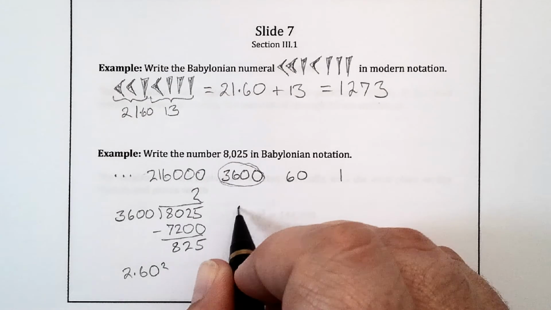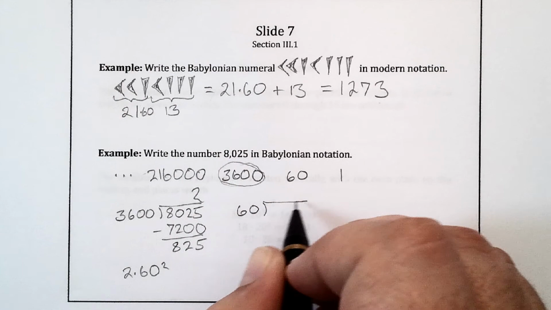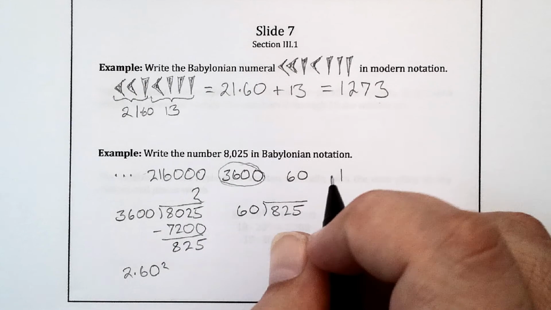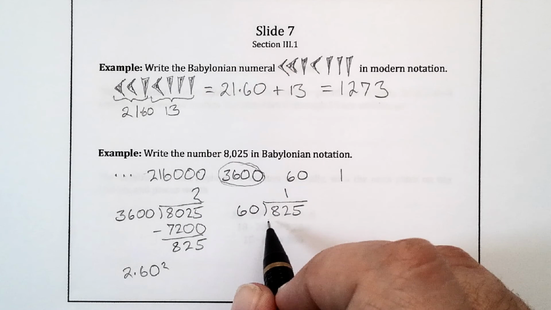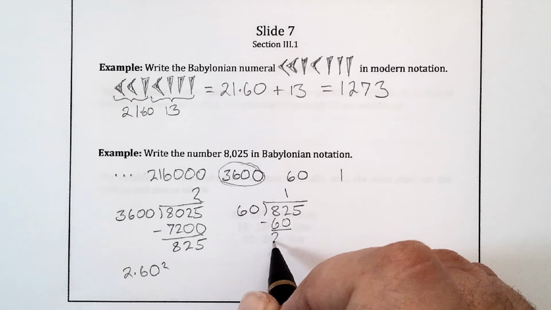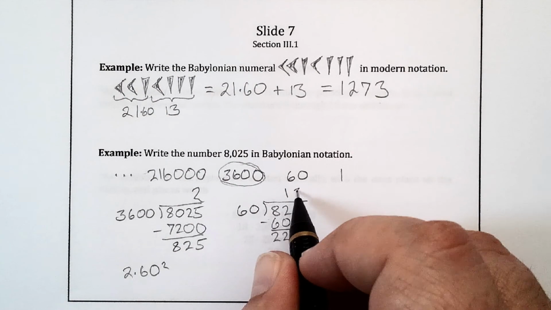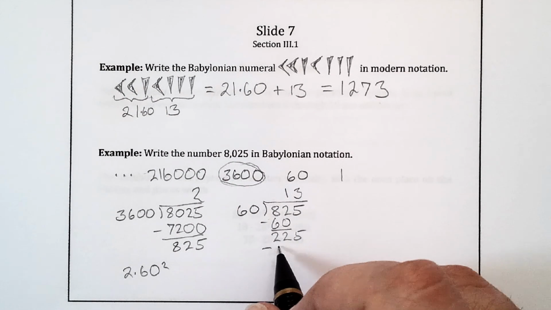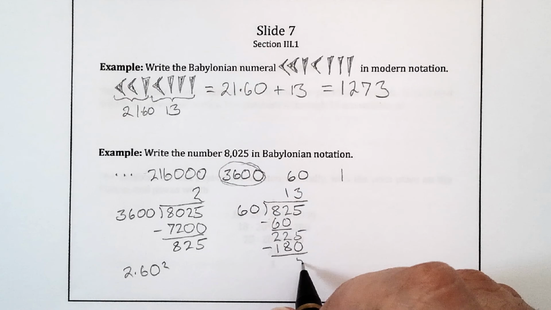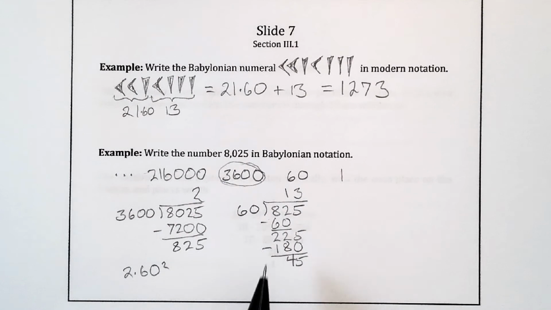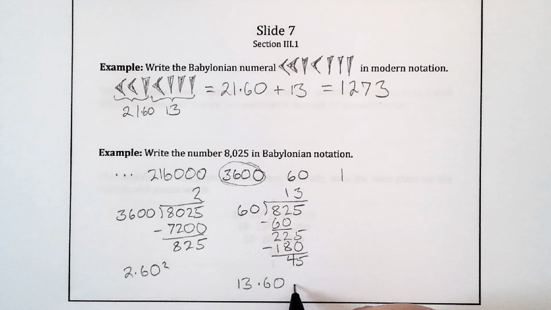So now I want to see how many 60s do I need. Divide 60 into 825. So it seems to go in there 13 times, and I have 45 left over. So this tells me that I need 13 60s, and then the 45 that's left over. So now I need 2 of these, 13 of these, 45 of these.